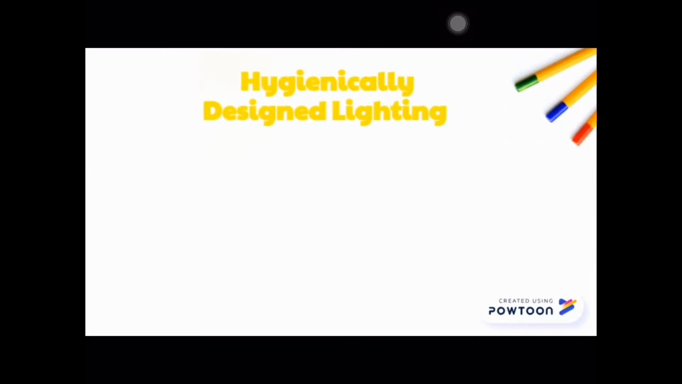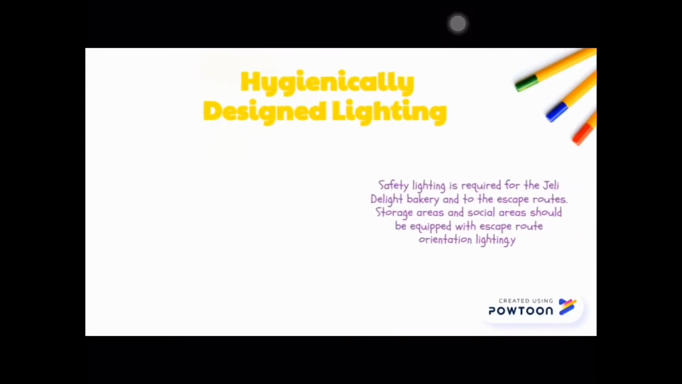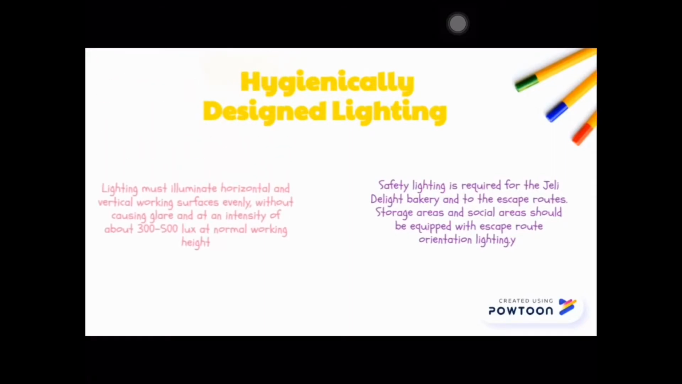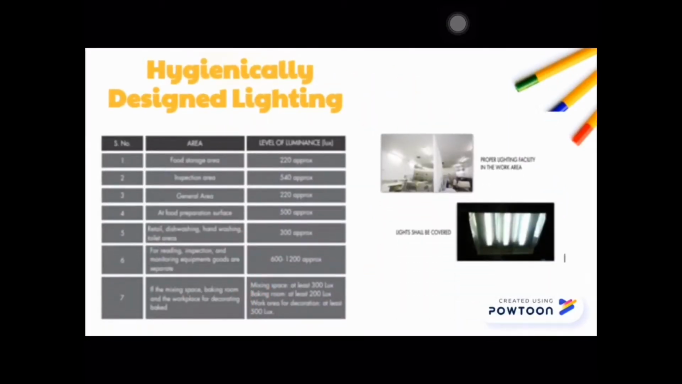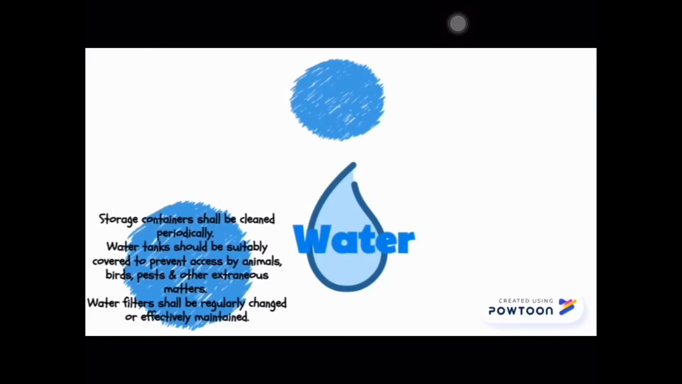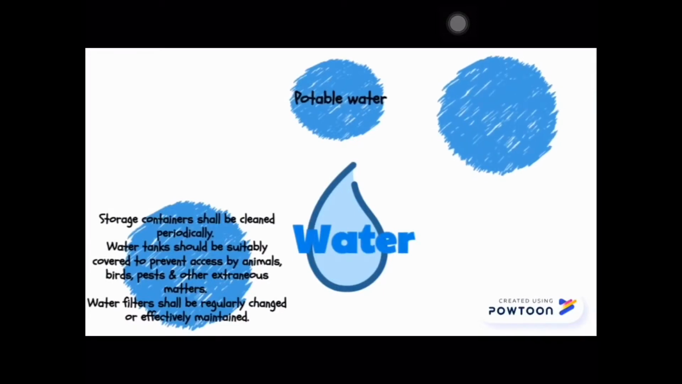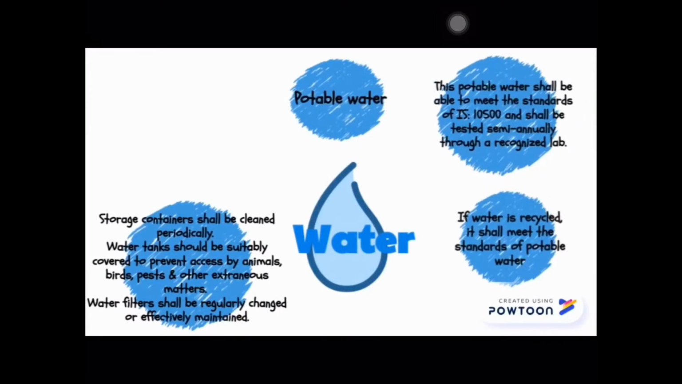Hygienically designed lighting. Table shows level of luminance accepted by several areas in the bread-making industry, whereas the picture shows that proper lighting is essential in the working area and it should be covered. Last but not least, water, specifically potable water.